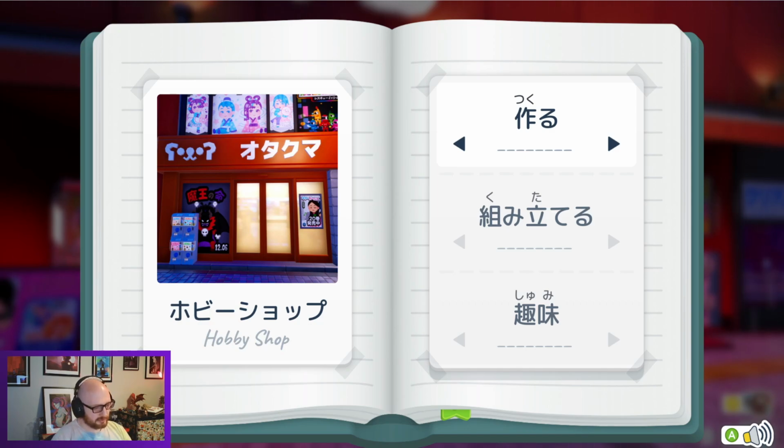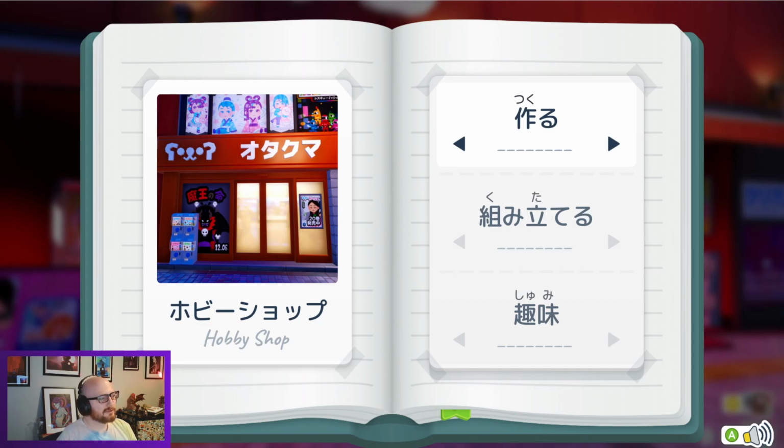Hobby shop. Not a shumi shop, which I think would be funnier to say, but a hobby shop. This one is called Otakuma, which is a great name, Otakuma. So Otakuma is essentially a portmanteau of otaku, which is like nerd, and kuma, bear. So Otakuma, which is really fun to say.